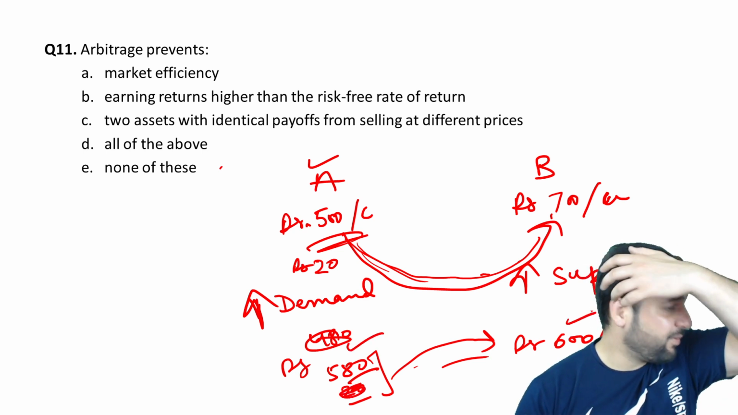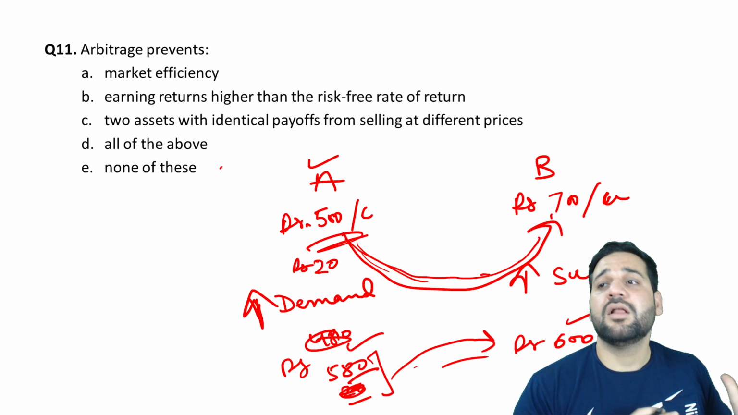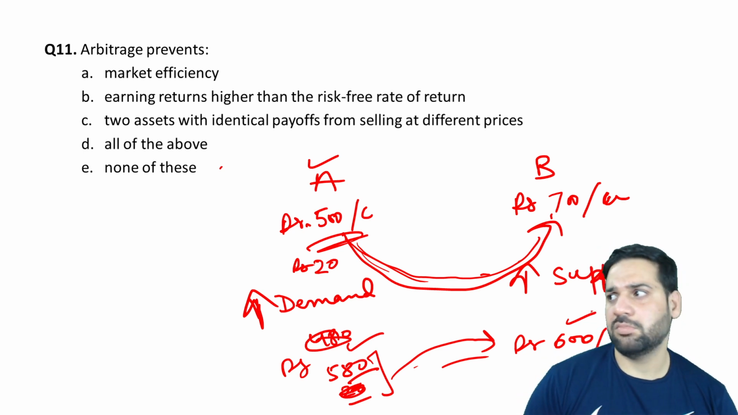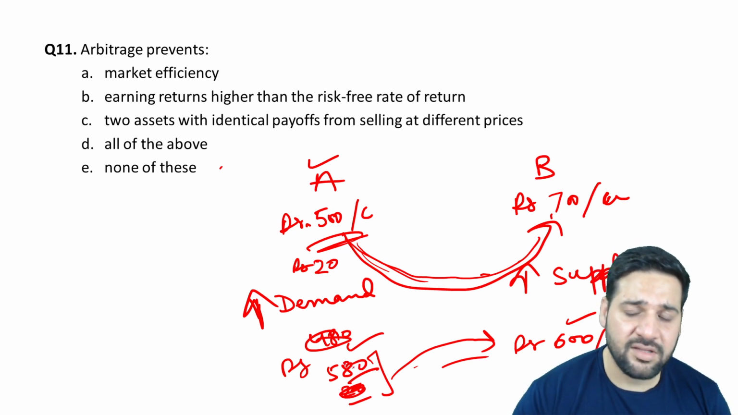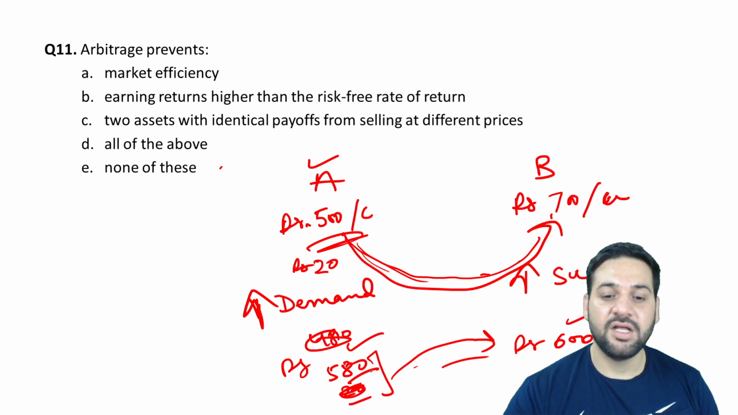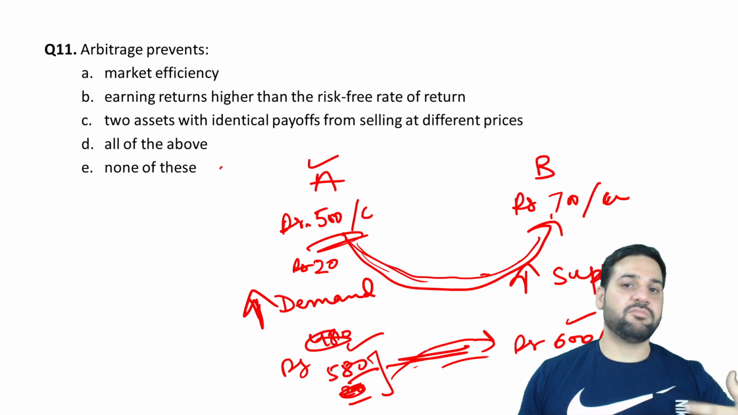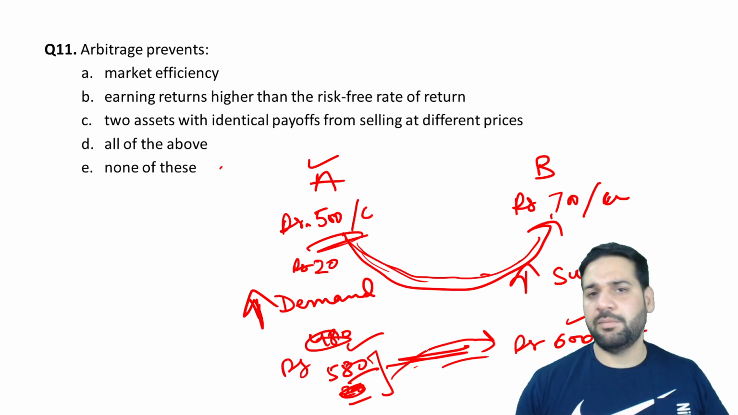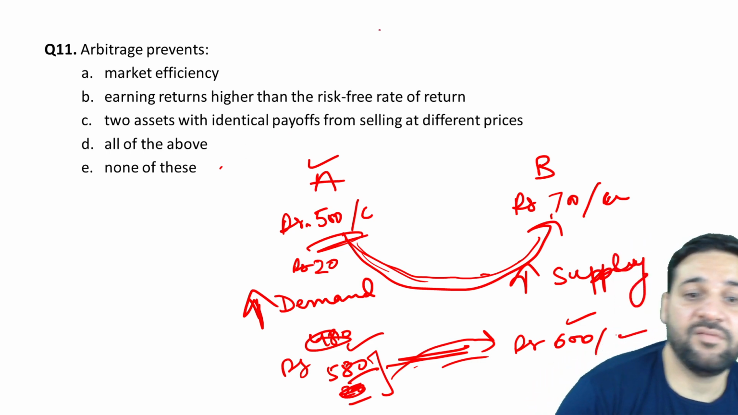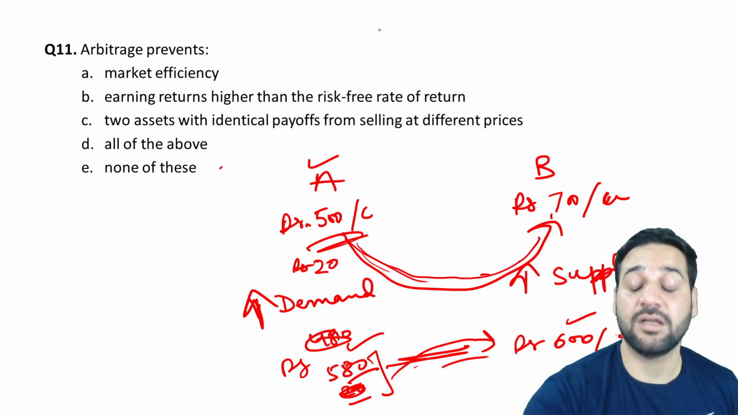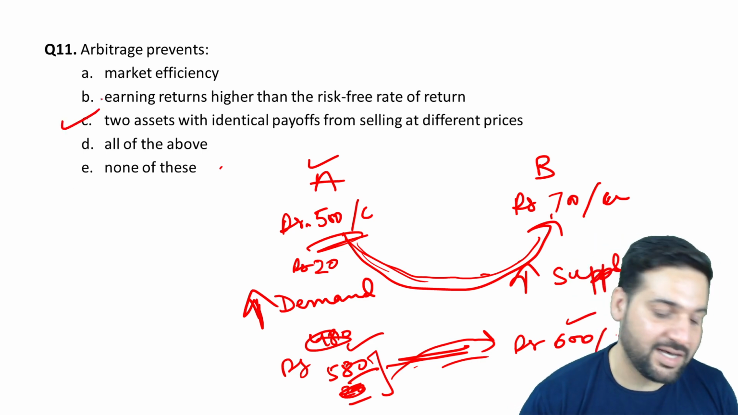That is why the price of gold is different in many cities, because some costs are there. Transportation and other costs are there, which would always be there. Taxation is there, transportation is there, a lot of costs are there. That is the only gap. So if you would buy gold from other cities and try to sell it here, the cost would be almost similar. So arbitrage prevents two assets with an identical payoff from selling at different prices. So basically, their price should be the same. This is the goal. C is the correct answer.